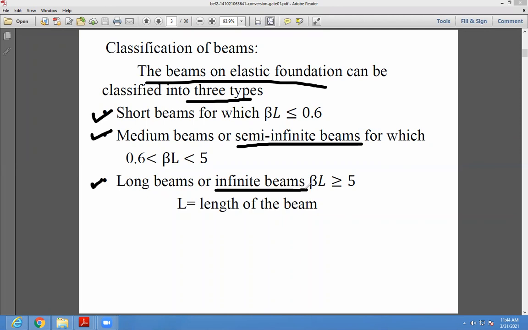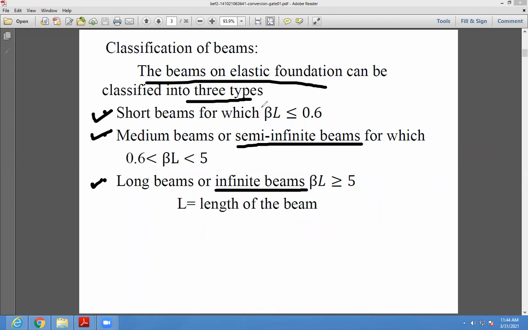The questions will be asked in the exam based on semi-infinite beams and infinite beams subjected to concentrated load, UDL, or moment. That is, derivations will be asked in the exam on this module. So beams on elastic foundation can be classified into three types.